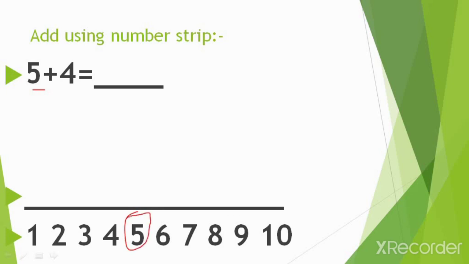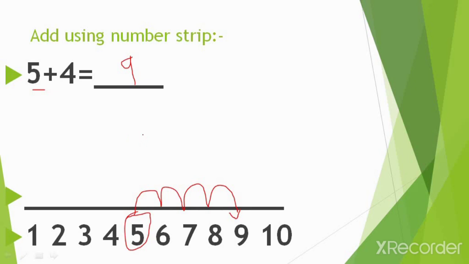Now what should we do? We should move 4 steps forward. It means we have to move 4 steps on the right side. Look, this is the right side. Okay? 1, 2, 3. Should I stop? No. 4. Yes, we reach our destination, which is number 9. So what should I do now? I should write number 9 in the given box. Okay?